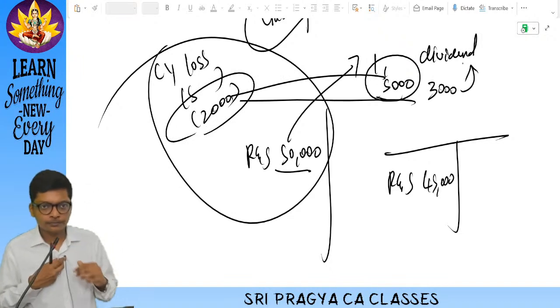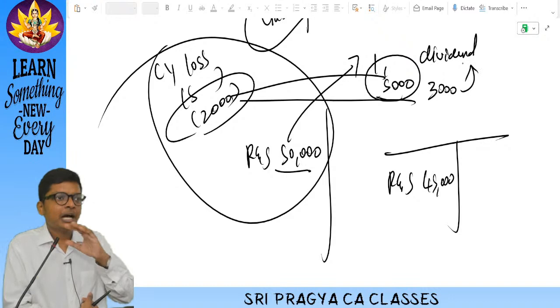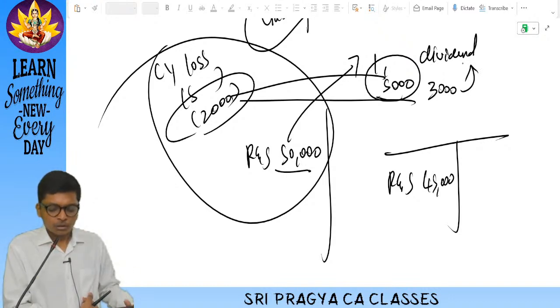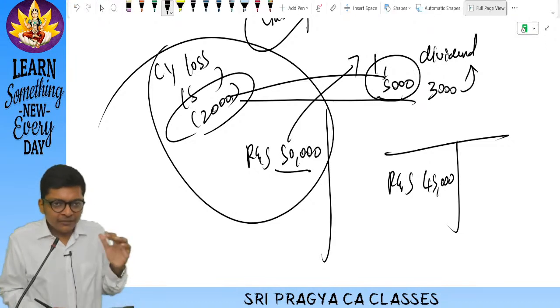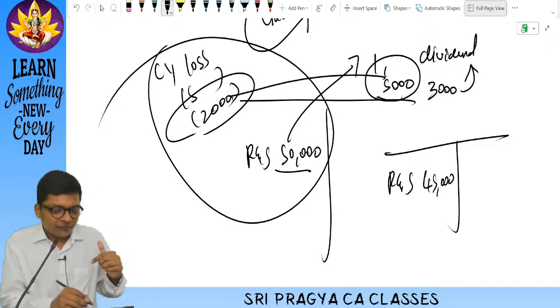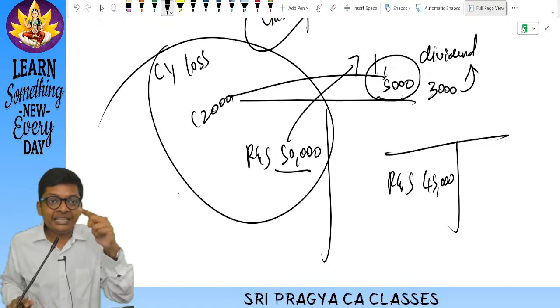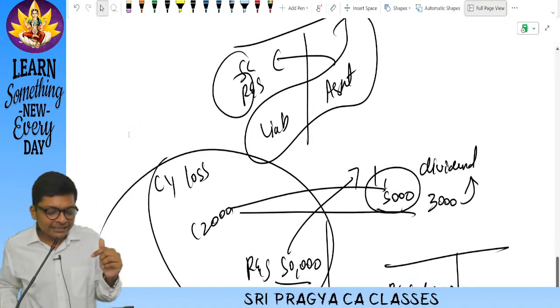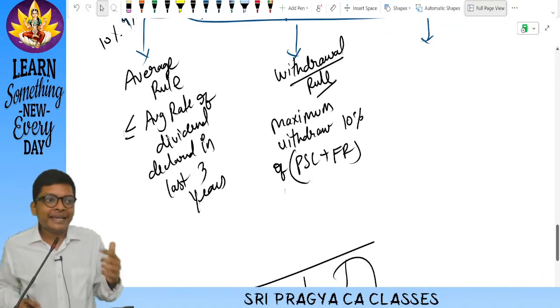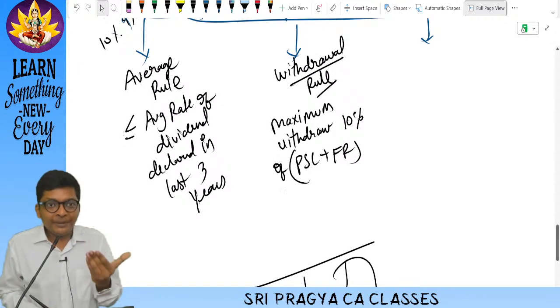Are you following? Clear, guys? So after withdrawing money from reserves, first adjust with current year loss, if any. Then only the balance can be used for declaring and paying dividend. We will apply this in the exam.